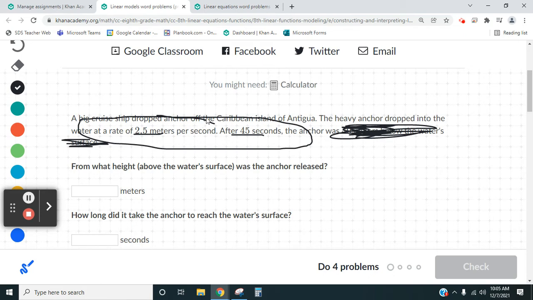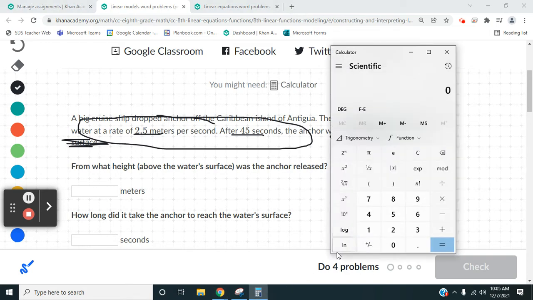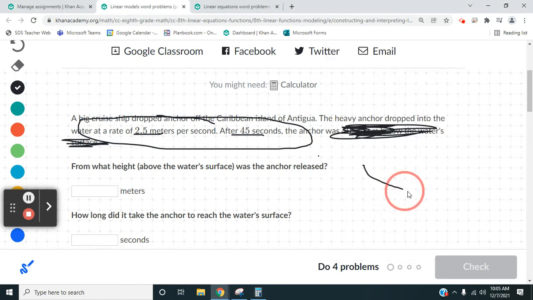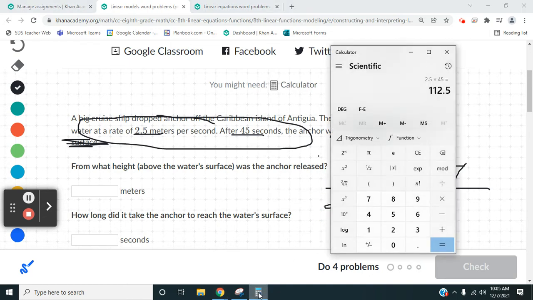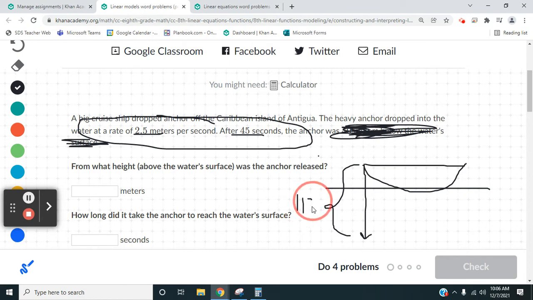Bingo, right? If you know that it moved 2.5 meters for every single second and it dropped for 45 seconds, multiply together and figure out how far it dropped. So if you multiply those, 2.5 times 45, that tells you how far the thing dropped. Here's my ship. It's going to be awesome. Draw a picture. That's good. Anchor drop. How far did it drop in total? What was that number again? 112.5, right?